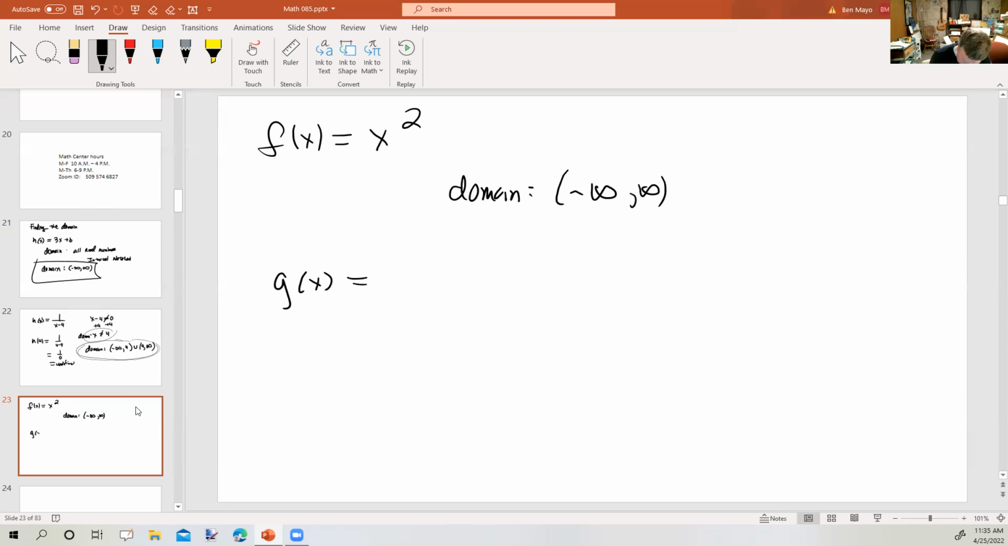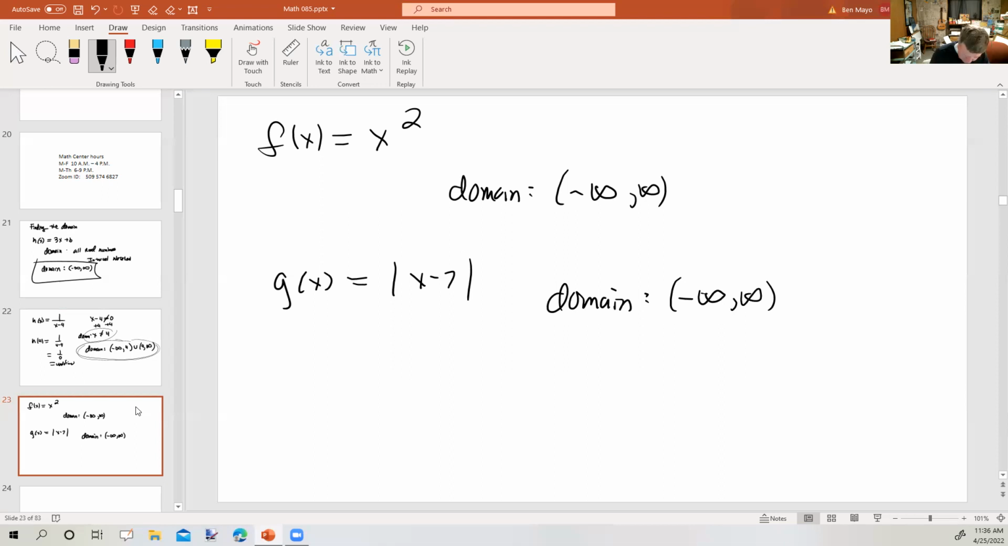What about this one? g of x equals the absolute value of x minus 7. Well, any real number minus 7 is still a real number, and the absolute value of a real number is either 0 or positive. So again, this would never be undefined. So the domain is all real numbers.